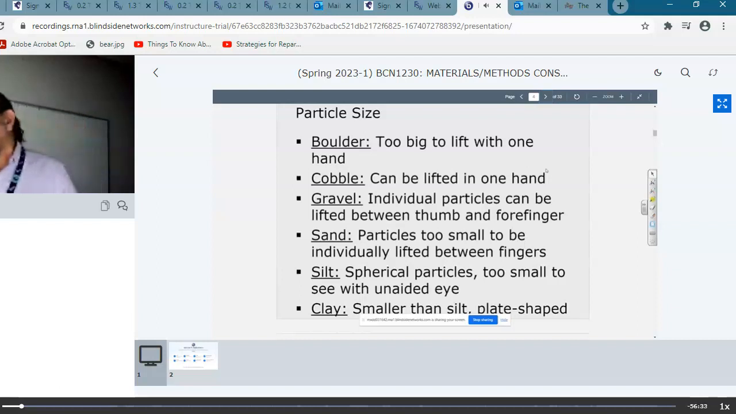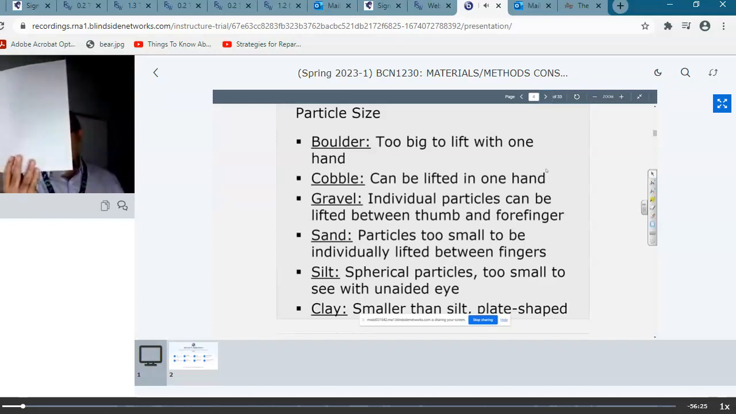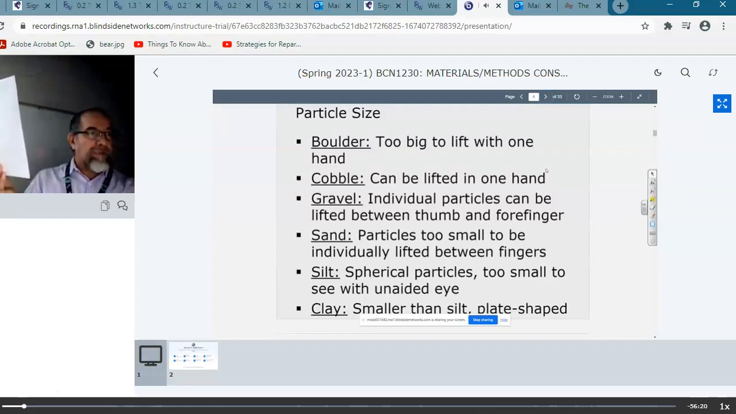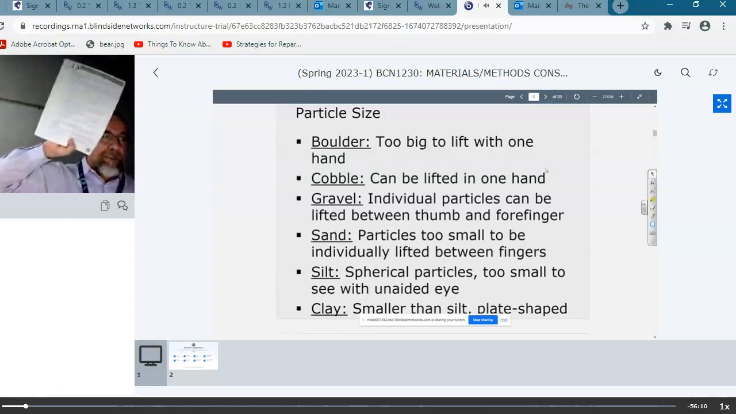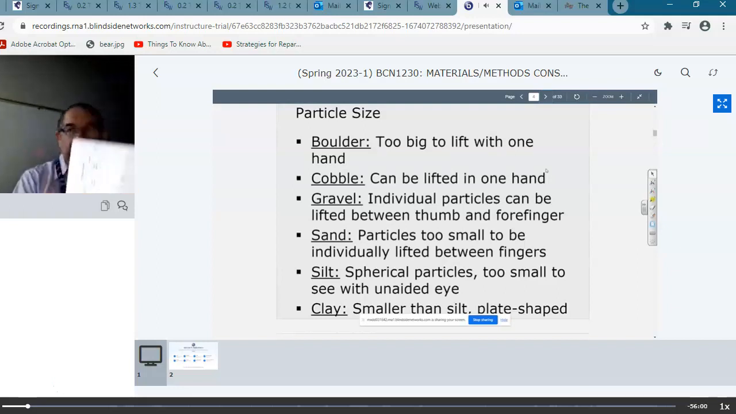Okay, I saw that on this quiz. Look, on D it says the smallest particles in the soil can be individually lifted between two fingers. Particles can be lifted between thumb and forefinger. So gravel would be D. You're welcome. Okay, sand. Particles too small to be individually lifted between fingers. So I guess I want page 1.3 around me as I discuss it. Gravel and cobble. Cobble can be lifted in one hand.